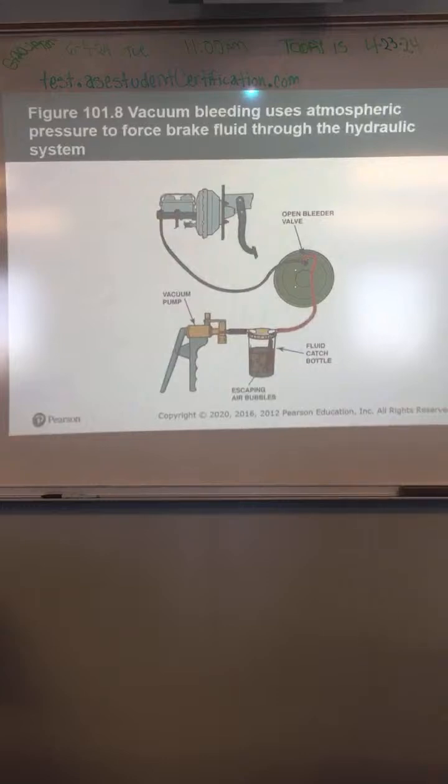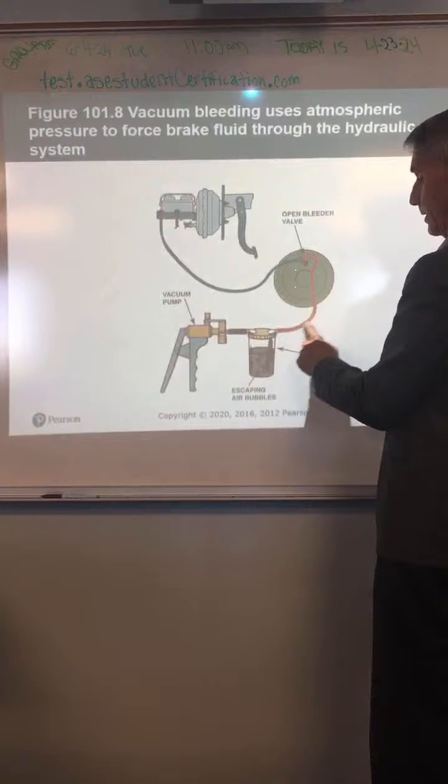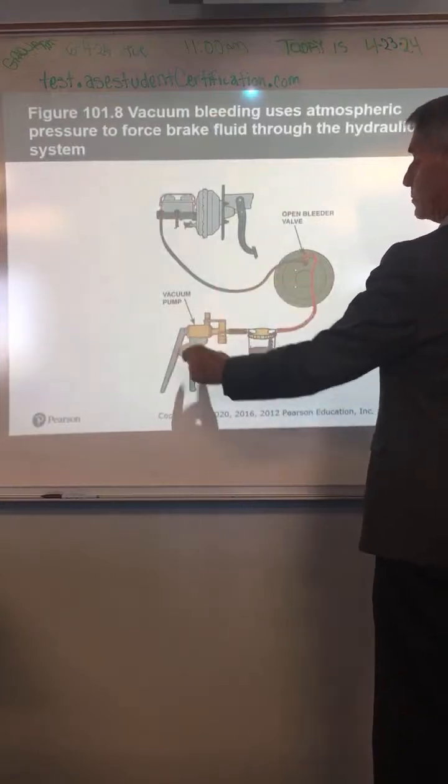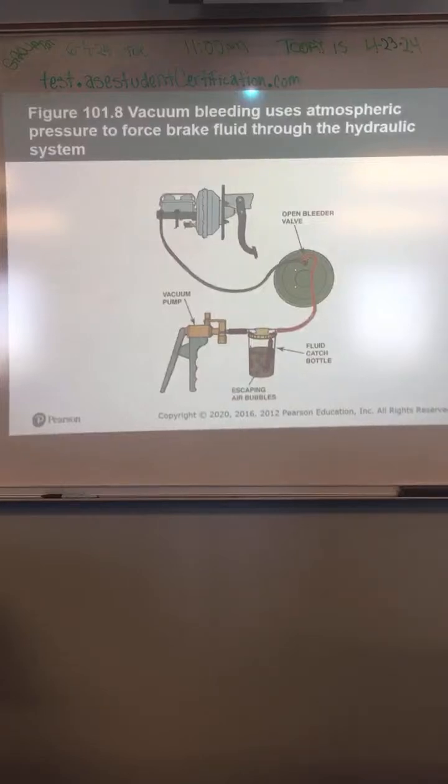Vacuum bleeding uses atmospheric pressure to force fluid through the system. You can buy these little things here at the parts stores. It's just a hand vacuum pump with a container. Hook the hose to the bleeder, open it up, and it'll pull fluid in there, keep it in that container for you.